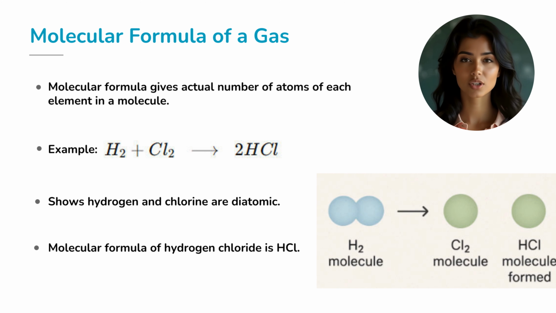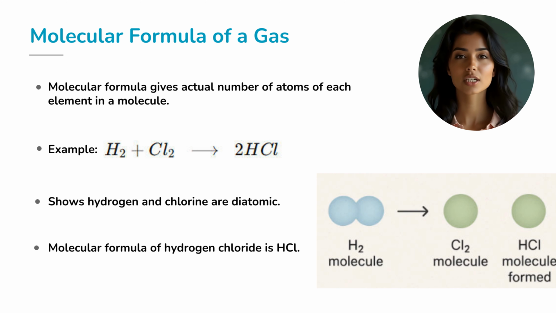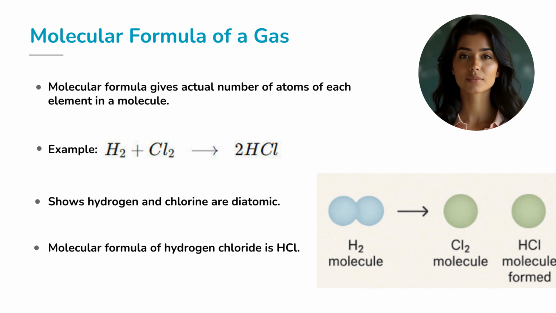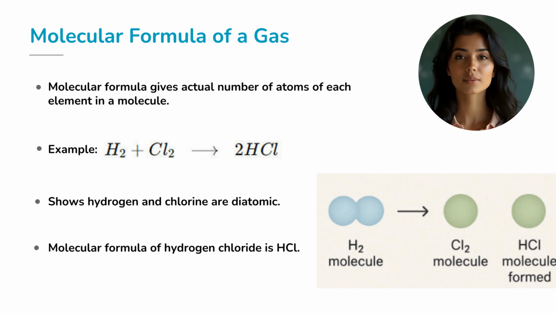Next, let's talk about the molecular formula of a gas. Have you ever wondered how chemists figure out the formula of a gas just from volume measurements? Well, it's all thanks to Avogadro's law. For instance, when hydrogen reacts with chlorine, you get hydrogen chloride gas, that's H2 gas plus Cl2 gas gives two HCl gas molecules. Notice something interesting here.